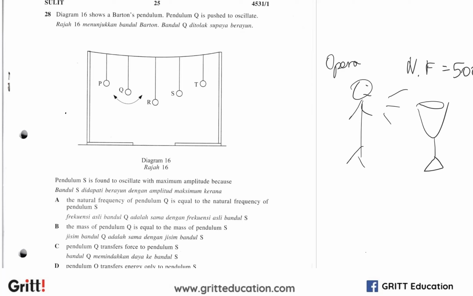Alright, so before we go to the answers of the question, we first want to understand what natural frequency actually means. When we talk about Barton's pendulum, we usually refer to natural frequency. So they're saying that when this is forced to oscillate, this is the one that is moved at maximum amplitude.